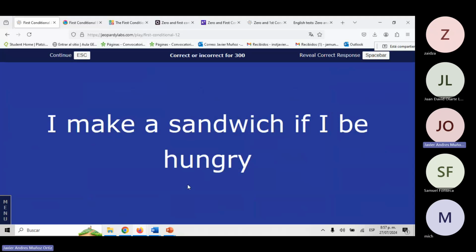Incorrect. Okay, but incorrect. How do you think it should be the correct answer? Lo voy a responder en español porque no tiene el will. If... okay, y el where if do we put the word will? ¿Dónde ponemos ese will?